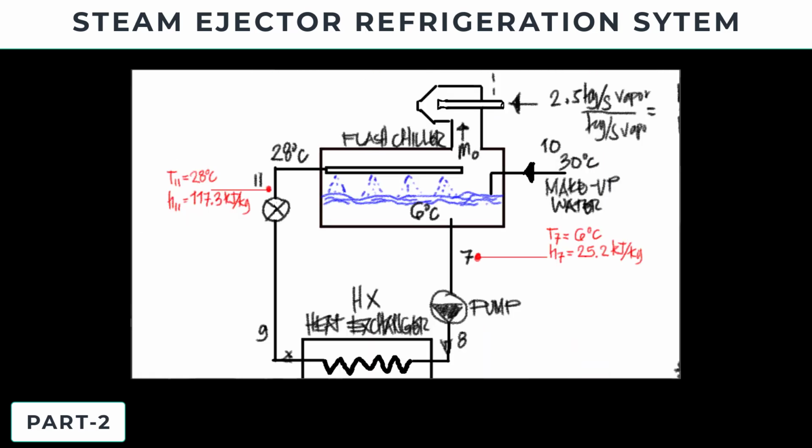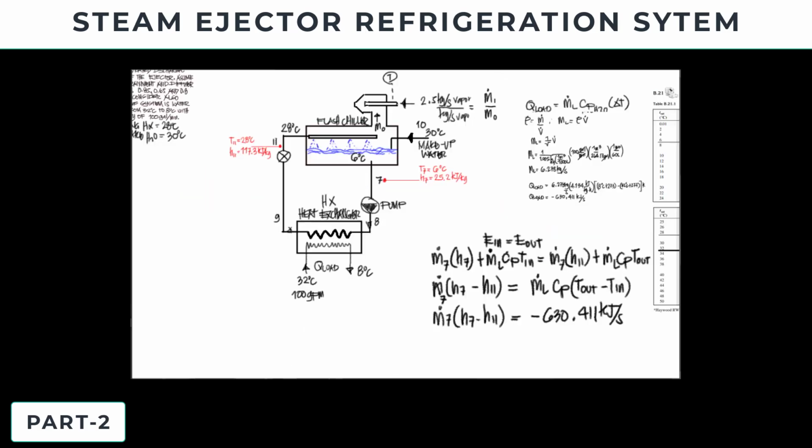Knowing the enthalpy properties entering and leaving the heat exchanger, now we can substitute them into the equation. Now we can rewrite our equation: enthalpy 7, so that will be negative 630.411 kilojoule per second, divided by your enthalpy 7 minus your enthalpy 11.